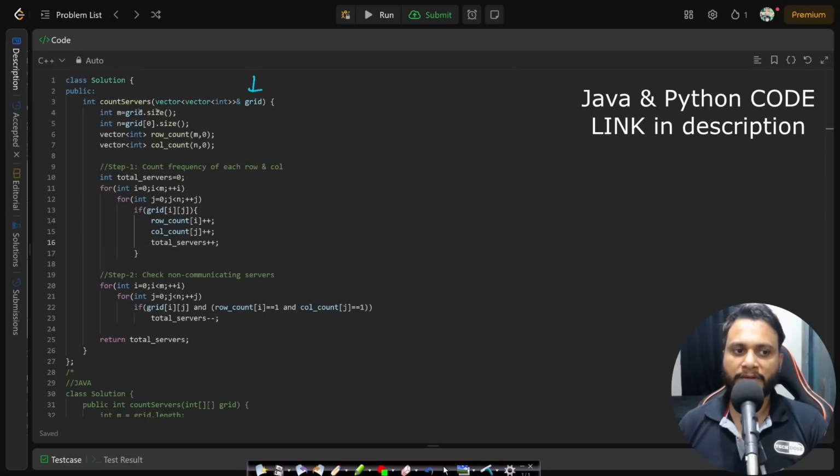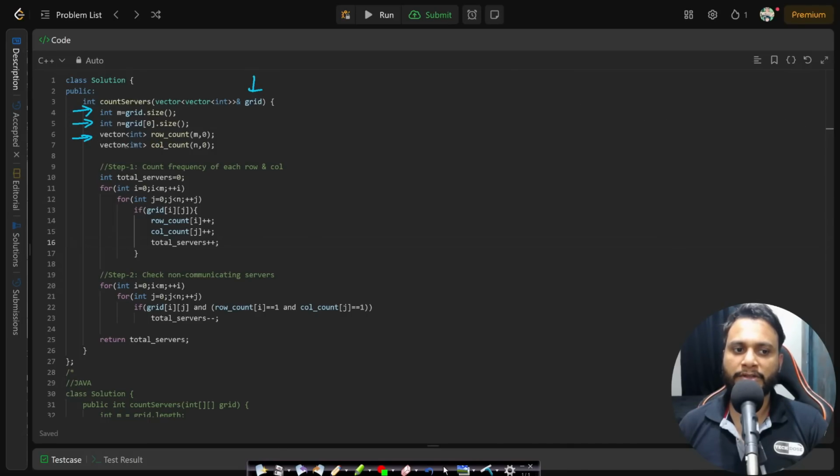In this code, we are given the grid and I will find the number of rows and columns, and I will be taking the row counter and the column counter. So step 1 was to do the pre-processing to find the frequency of servers row wise and column wise. So I'll be iterating through the entire grid, and if the grid value is 1 at that place, then I will be incrementing the row count at i and the column count at j, and also I will be incrementing the total number of servers that we have seen.